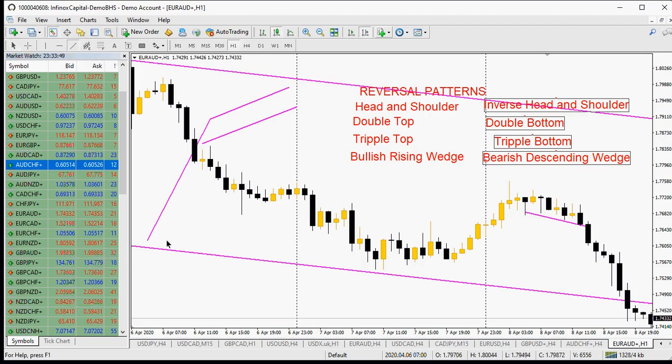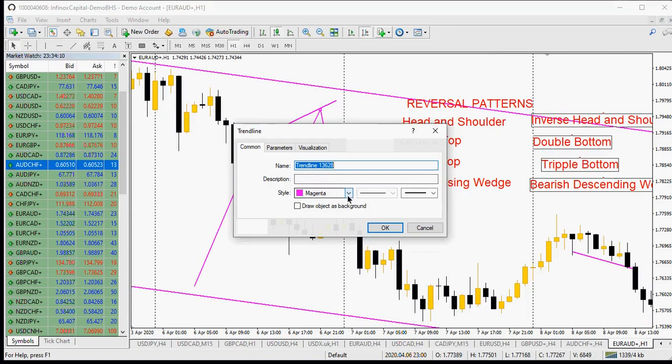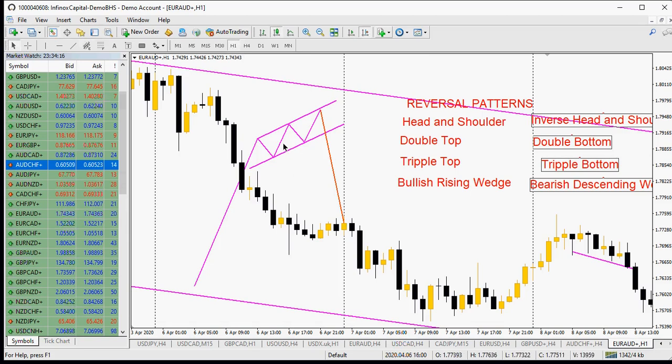So the market was going up and down, and then when it got here, it started moving in a channel, but the channel is facing up. It is a sign that the market wants to break down. Let me change that color. Before you know it, market breaks down. This is a bullish rising wedge.